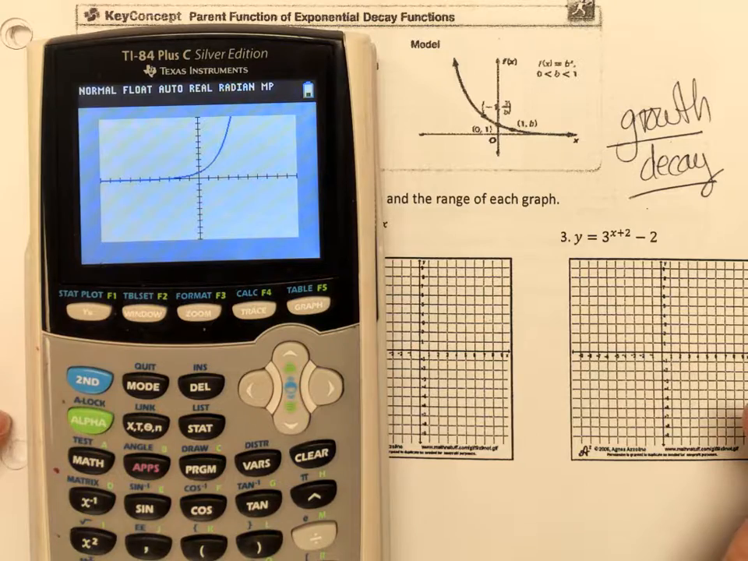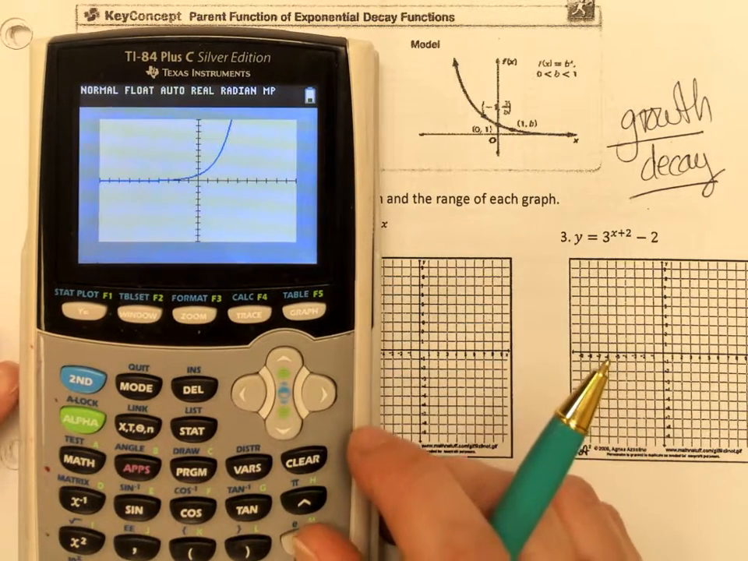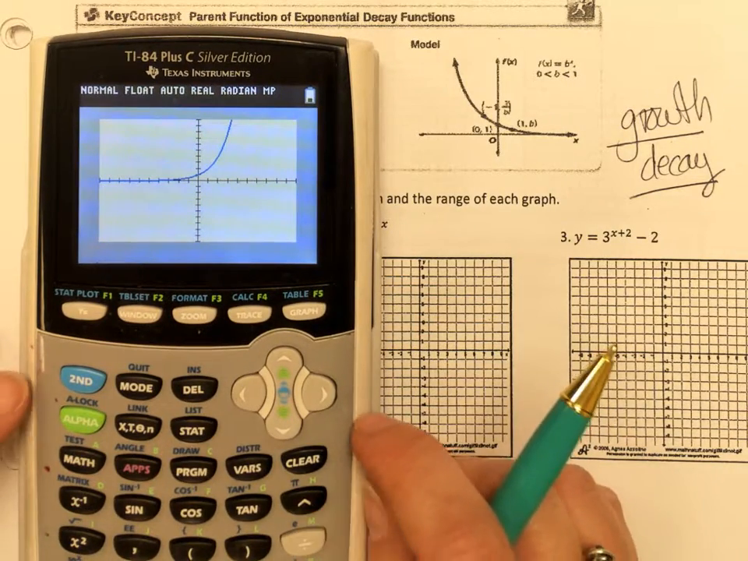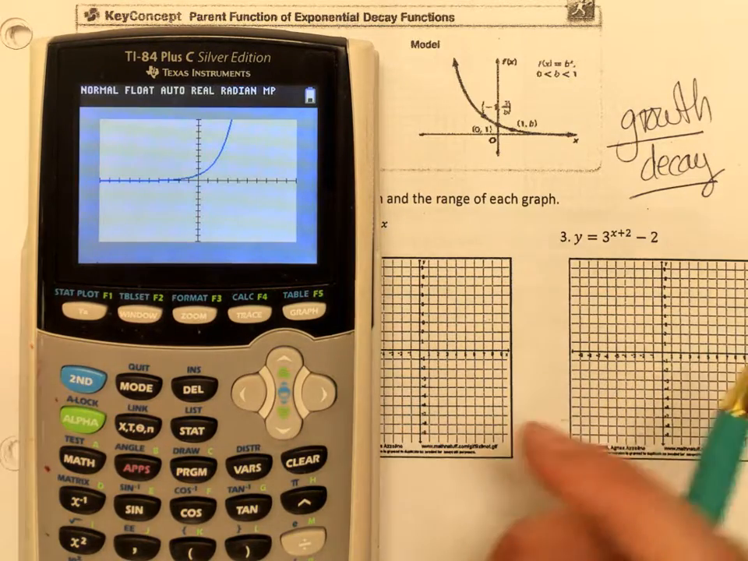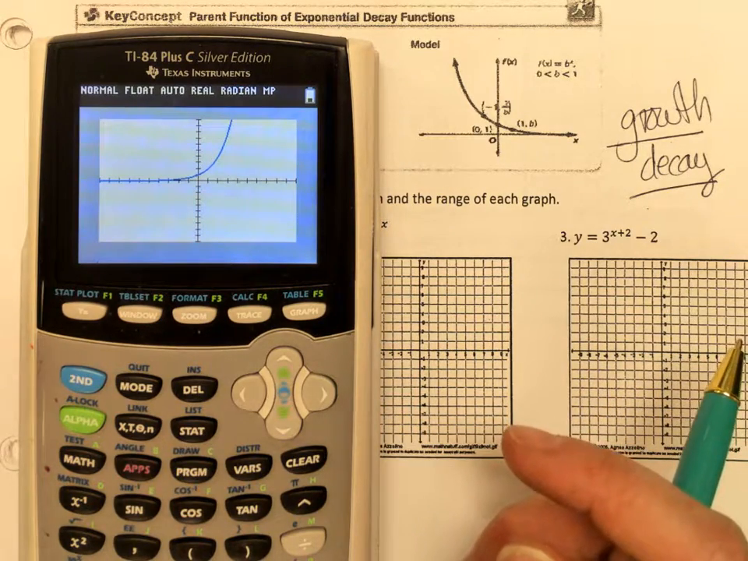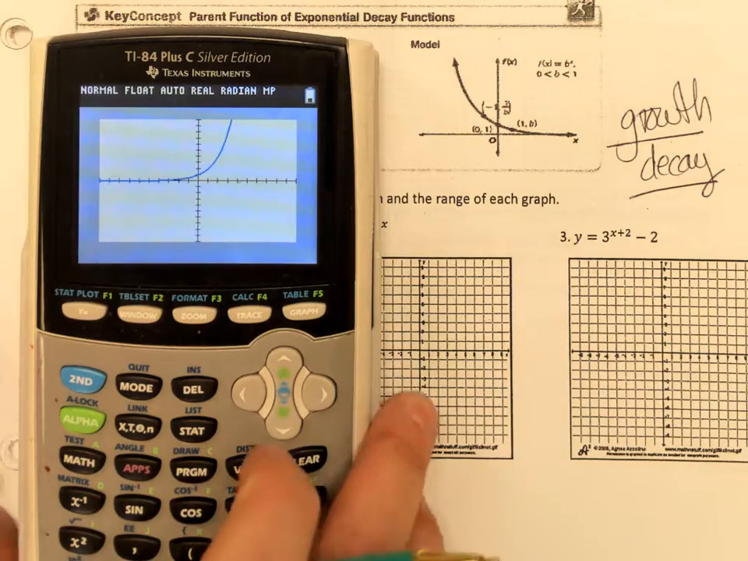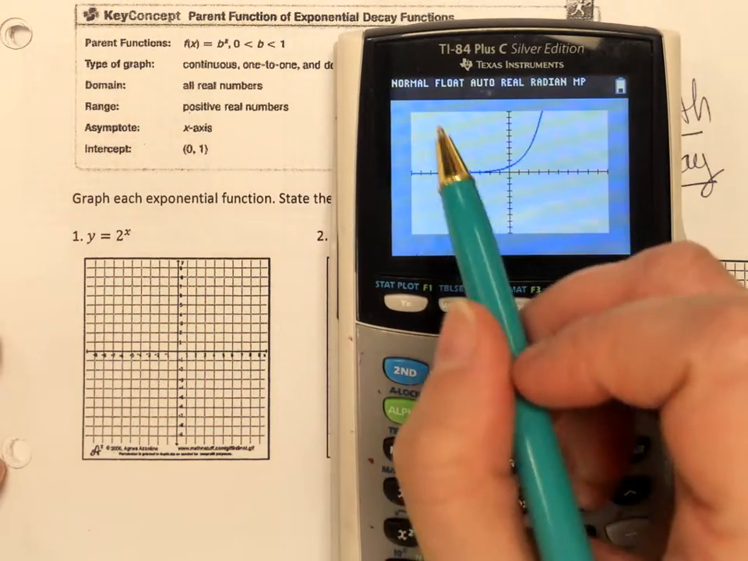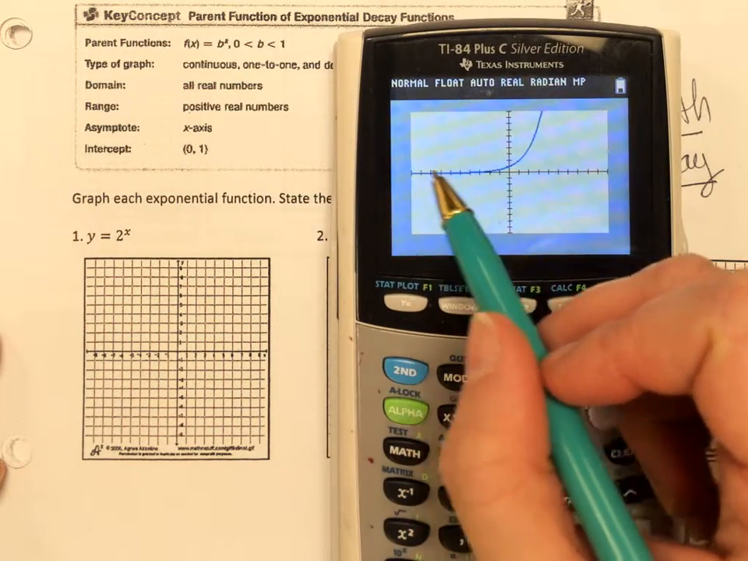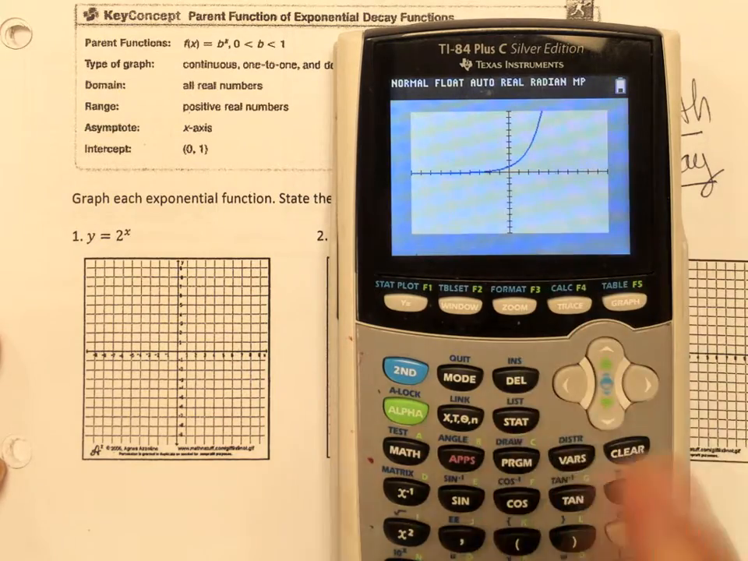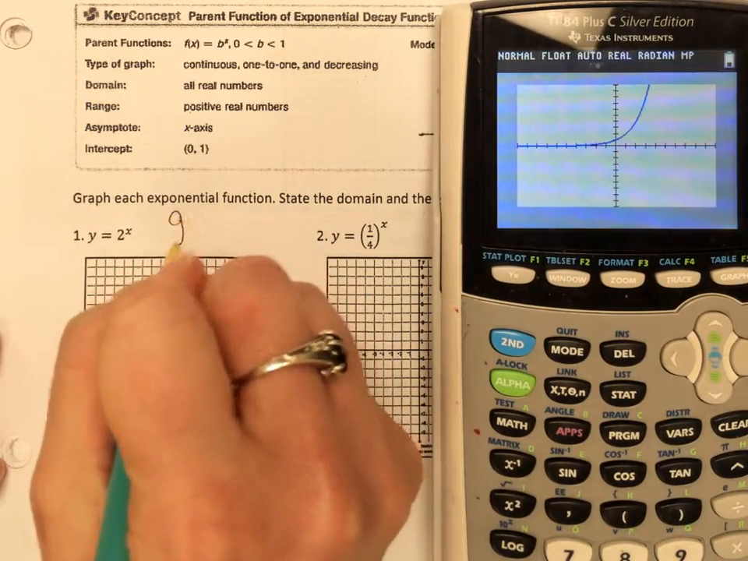Okay. What do you think growth means? That it's positive, it's going up. What do you think decay means? It's the opposite. It's negative, it's going down. So what is number one? Number one is a growth. How do you know that? Because you read these like you read a book. From left to right, what is that graph doing? It's going up. This is a growth.